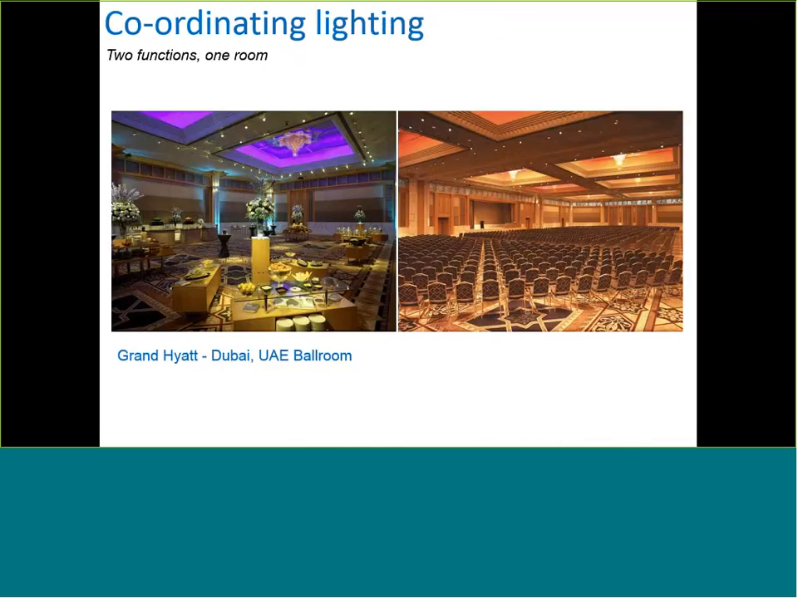There are many other areas within the hotel which also need to come under control. What we see here is the ballroom of the Grand Hyatt Dubai. The ballroom is set up for a cocktail and a conference centre, but to actually get to these different scenes, there are over 300 lighting groups that have been orchestrated together. A lighting architect has spent many hours adjusting these different levels to achieve this scene.